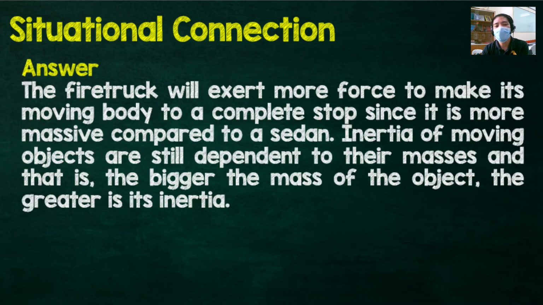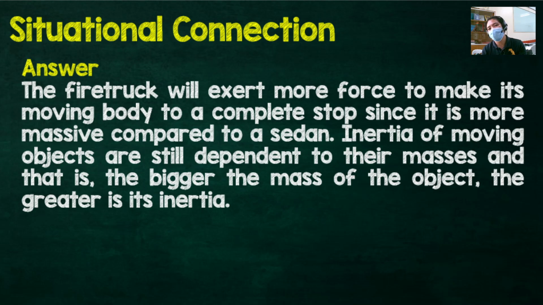An obvious answer is the one with the massive mass, the fire truck. The fire truck will exert more force to bring its moving body to a complete stop. Since it is more massive compared to the sedan, the inertia of moving objects is still dependent on their masses. And that is, the bigger the mass of the object, the greater is its inertia.